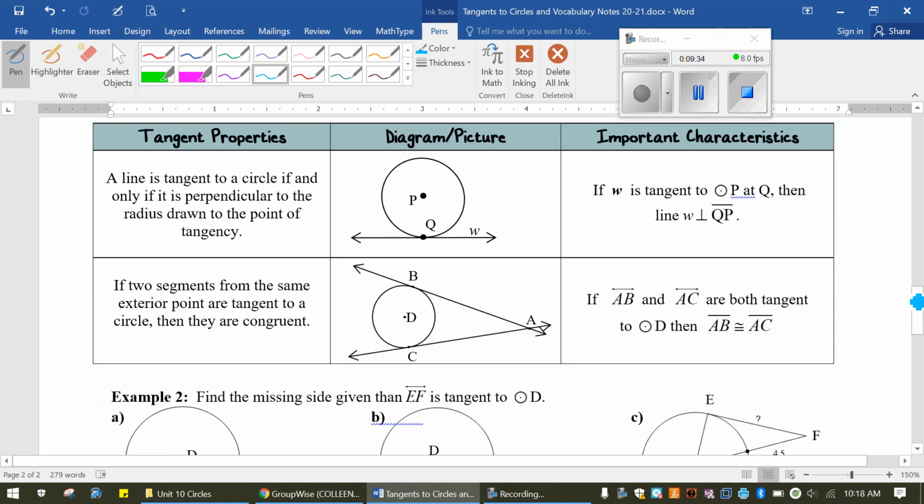This first tangent property says that a tangent line to a circle will be perpendicular to the radius if they are connected. So that means you're going to have a right angle right here. How are we going to use that? Let's come down to example number 2 and I'll show you.